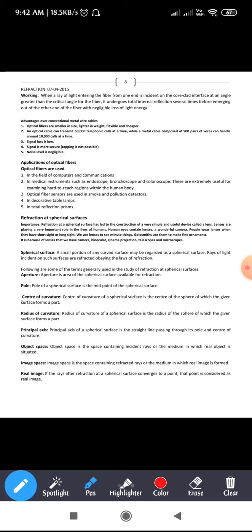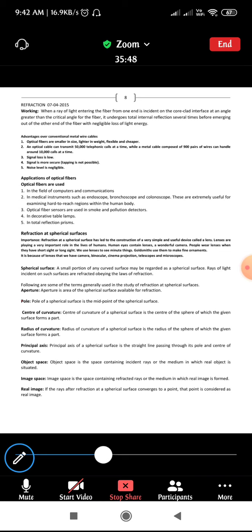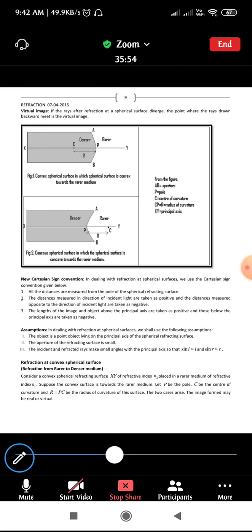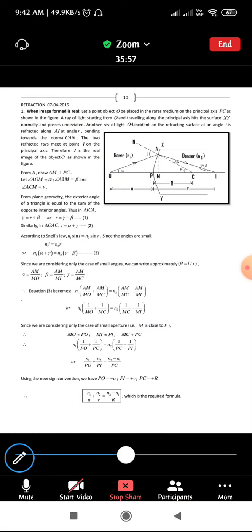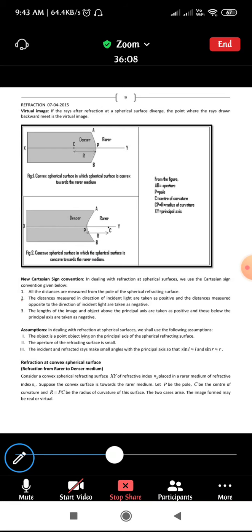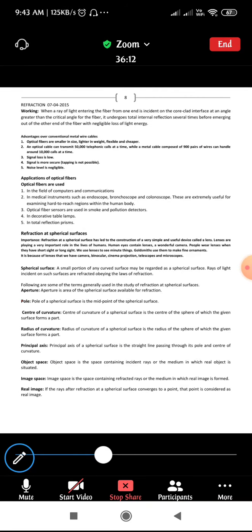So with this I'll conclude today's class. The next topic is refraction at a spherical surface. The next derivation we have is an important derivation. You can see, this is a 5 marks question which they usually ask in your examination. Before coming to this, we need to go through some of the basic definitions which you can see there: the spherical surface, aperture, and center of curvature in the case of spherical surfaces. This we will discuss in the next class.